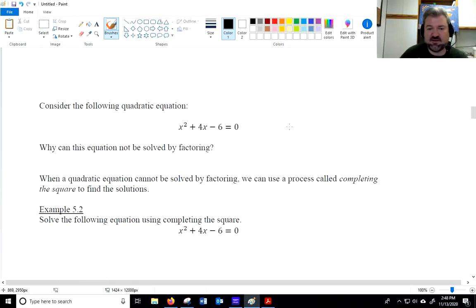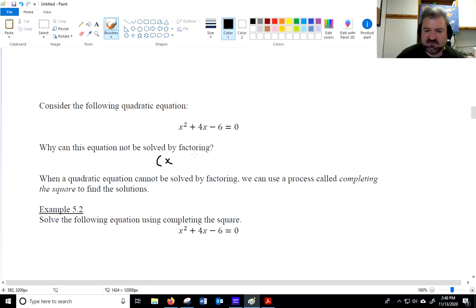Now let's take a look at another kind of problem. Consider this equation, x squared plus 4x minus 6 equals 0. So why can we not solve this equation by factoring? We can't use square roots because of the 4x, right? But if I try and factor it, well, let's think.